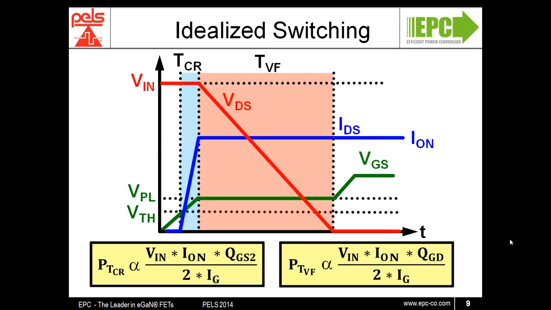Conversely, in the second interval, the current is already flowing through the device, and now the voltage across the device decreases until it's fully on. During this time, the switching loss is dependent on the device term QGD, or Miller capacitance of the device. Thus, we can see for an idealized switch, the amount of power loss that will be incurred during switching is proportional to the QGS2 and QGD terms.